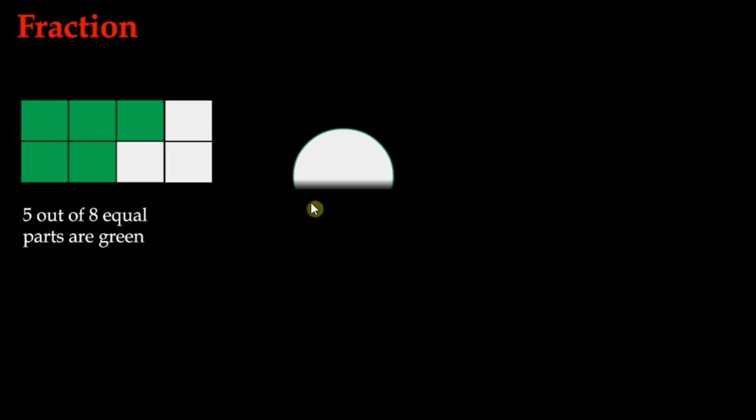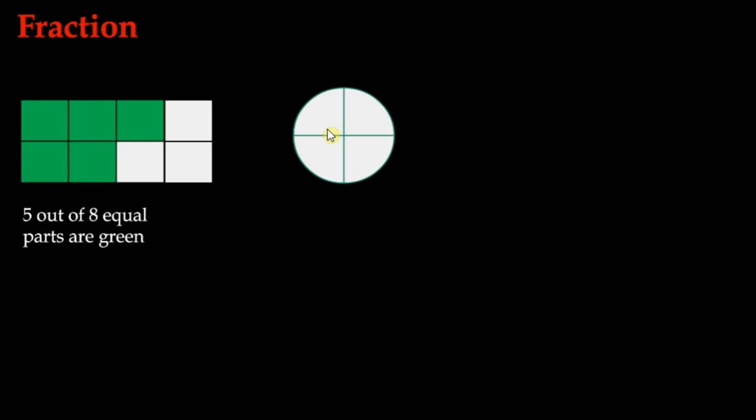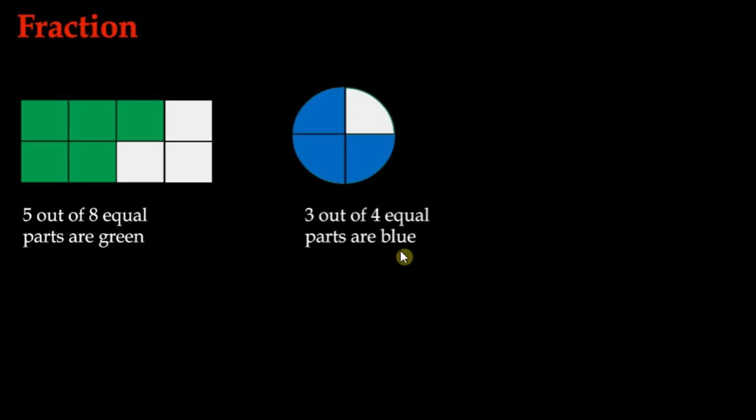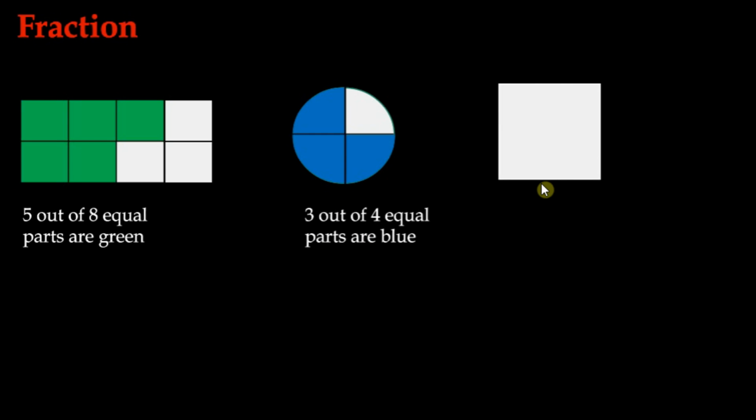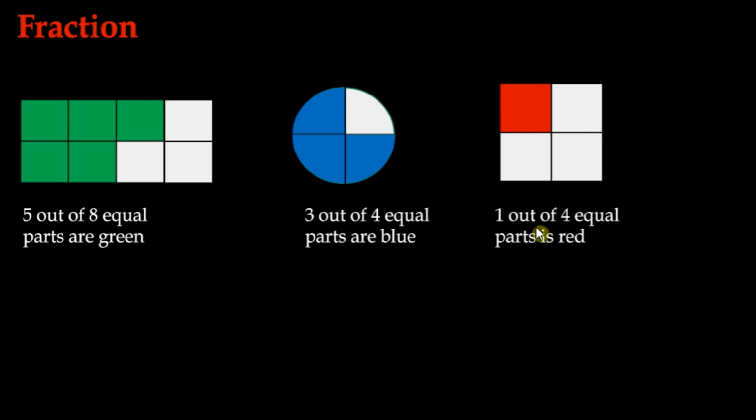Now let's have a circle and divide it into 4 equal parts. Now let's color 3 parts out of these 4 equal parts with blue. Then we will say 3 out of 4 equal parts are blue. Next, we will have a square and let's divide it into 4 equal parts. Now we will color 1 part out of these 4 equal parts with red. Then we will say 1 out of 4 equal parts is red.